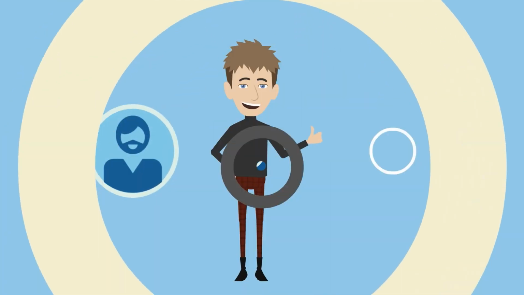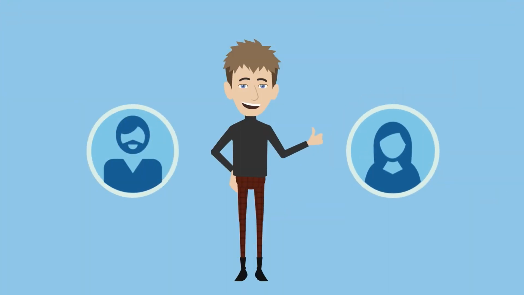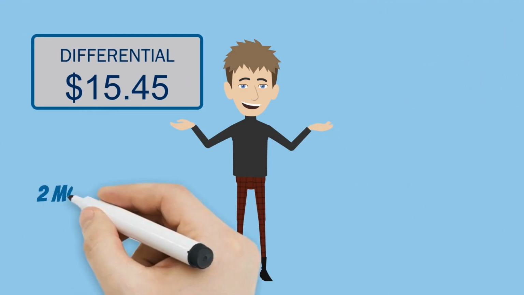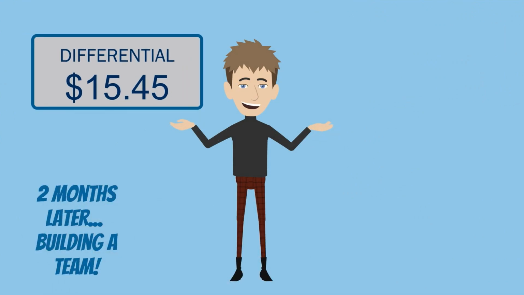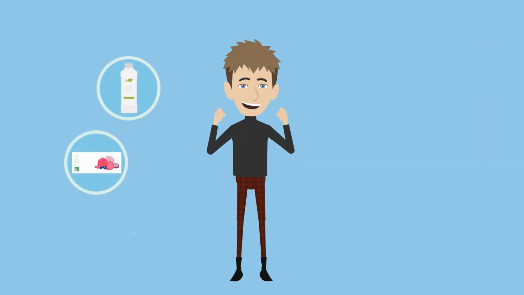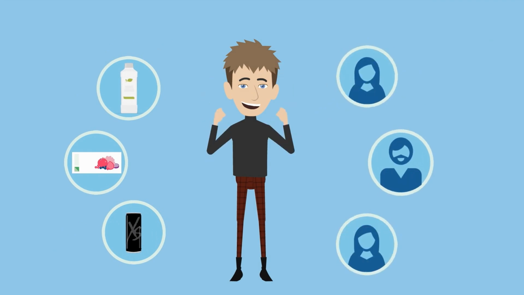Differential bonus builds with your team. Remember, Jim's first differential bonus was $15.45. As his team grew, his differential bonus did too, all the way to $92.25. What should Jim do next? Keep building his business, selling, sponsoring, and teaching others to do the same.